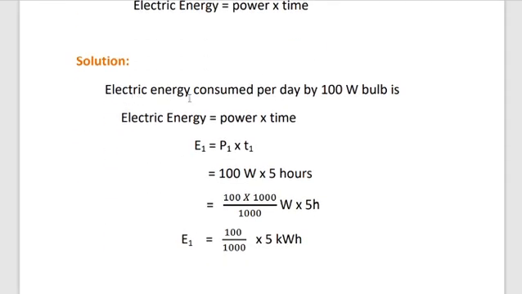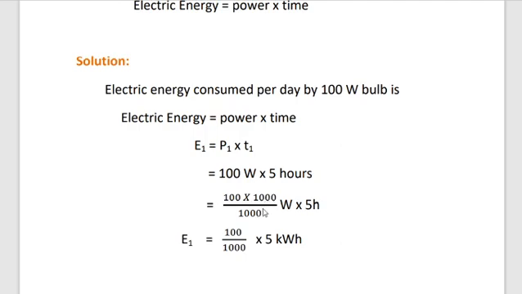So first case, electric energy consumed per day by the 100-watt bulb. The electric energy formula is E equal to PT, P into T. So here, first case, E1 is equal to P1 into T1. What is the power of the first case? That is 100 watt. So 100 watt into 5 hours.